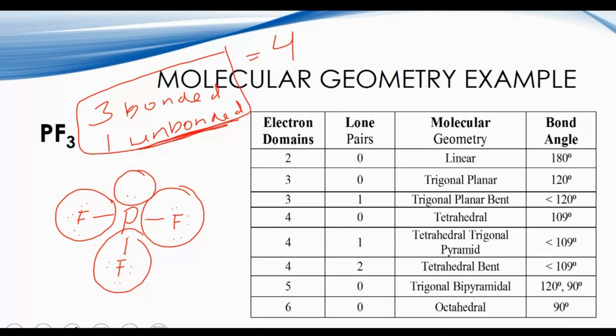So we're going to look down the list to the options that have 4 domains, but we're looking for the one that has one unbonded or one electron pair. So this would be right here. So the molecular geometry for phosphorus trifluoride would be tetrahedral trigonal pyramid, and their angles are going to be 109 degrees. Let's look at another example.